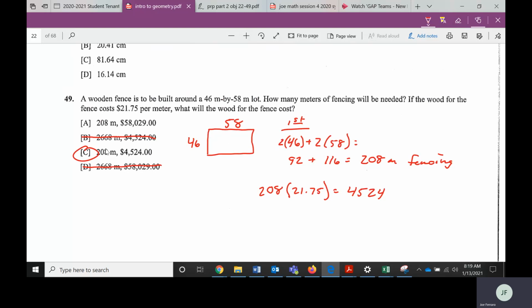Okay, so that's why we did 49, because it's a two-step problem. So that's the first step. Second step is multiply.